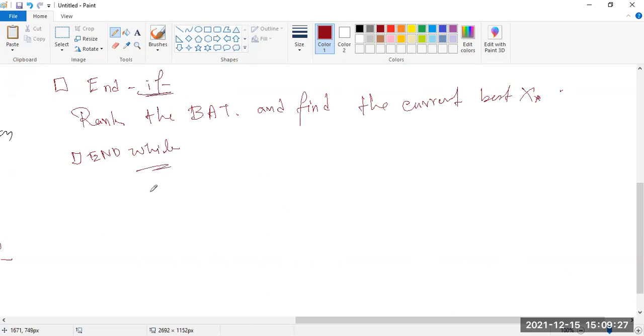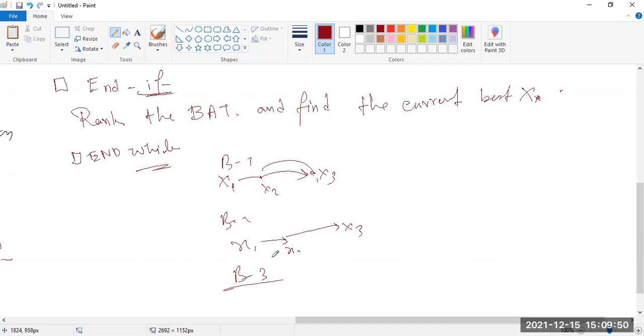This is the if loop, this is the while loop. It means we have to change its position again. The first time it was x1, then x2, then x3. So for bat 1 that is x1, x2, x3; for bat 2, that is x1, x2, x3; and for bat 3, in another color, that is x1, x2, x3. After watching this, we have to select which one is the best.